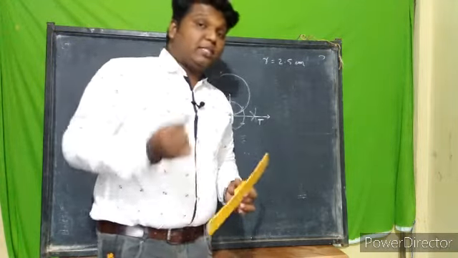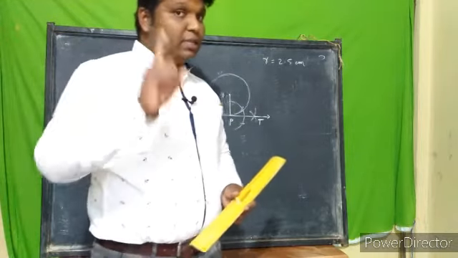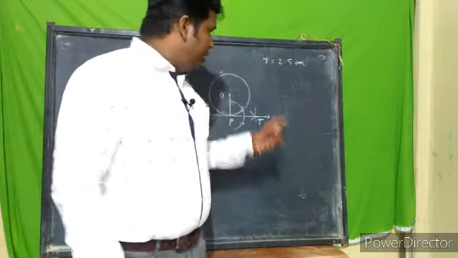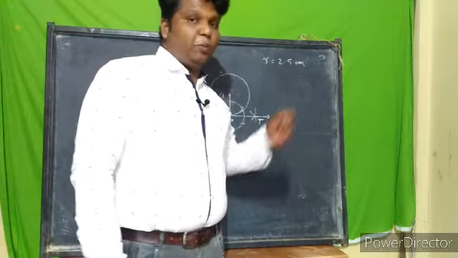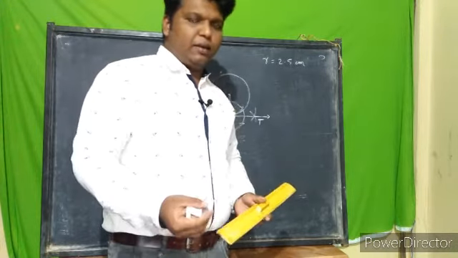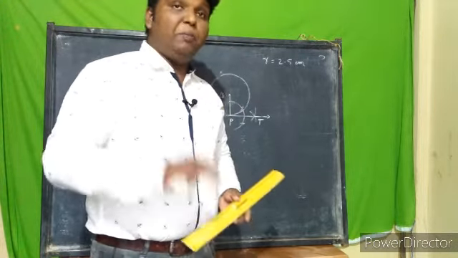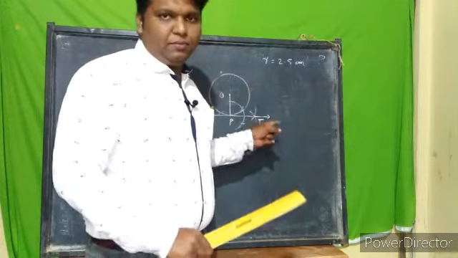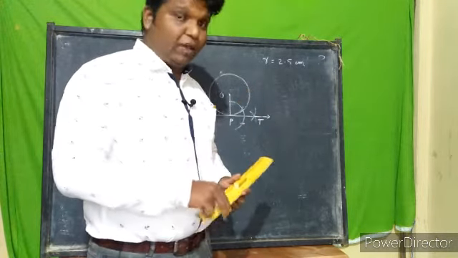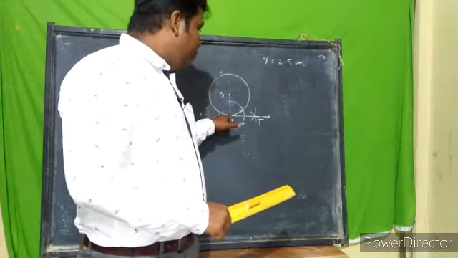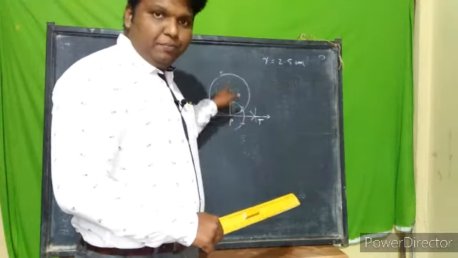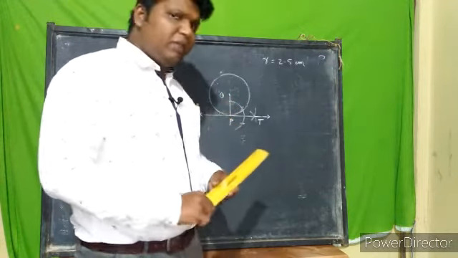So now you have to write the steps of construction. What are the steps of construction? Step number 1. What is the step number 1? Draw a circle of radius 2.5 centimeter. Then what did you do? Step number 2. Mark any point P on the circle. You marked it. Step number 3. What is the third step? From P, join OP. Right? You joined it.